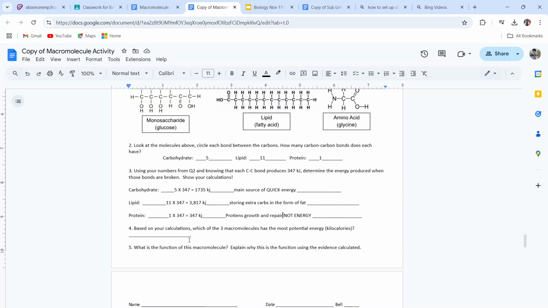So it says, based on your calculations, which of the 3 molecules has the most potential energy? The most potential energy is your lipid. What is the function of this macromolecule? The function of this macromolecule is energy storage. This is because we are converting extra glucose into fat to be used later.